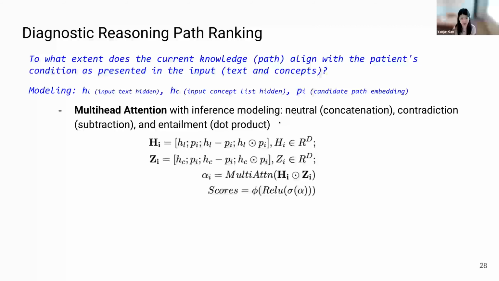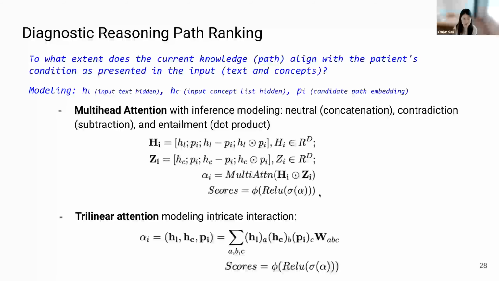One is the multi-head attention that captures three interactions between the input concept or input text embeddings and the current candidate path embeddings. The first is neutral, meaning the current candidate path has a neutral relation to the input text. The second is contradiction, meaning the current path, for example fevers with the newborn, is contradicted by the facts presented in the input representation. Finally, we have entailment, meaning that they further elaborate more knowledge given the input text representation. So finally, we concatenate these three representations, feed them into multi-attention layers, and then get the scores.